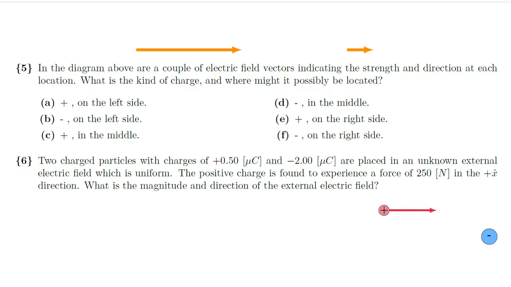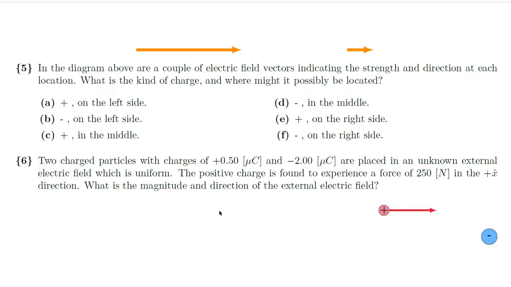Right, so the electric field does go away from positive charges and it does go towards negative charges. That would be correct. Now, if you look at this diagram and imagine it was a positive charge, where could I put such a positive charge so that it makes sense that the electric field vectors point the way they do? One possibility is that if these vectors are both pointing to the right, then you could have a positive charge on the left side, which is actually what a couple of you are answering.